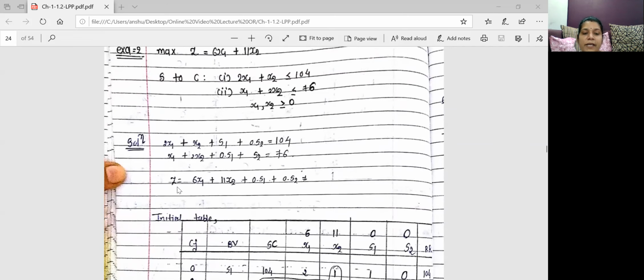So in our maximize function equation, maximize z is equal to 6x1 plus 11x2 plus 0 dot s1 and plus 0 dot s2. Why? Because we use two slack variables s1 and s2 in our constraint equation. Slack variable, that means what? If we are given the subject to constraint equation in less than equal to form.